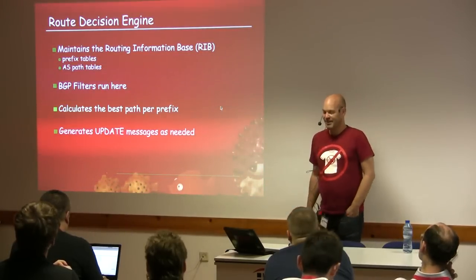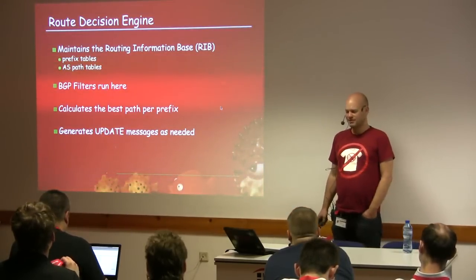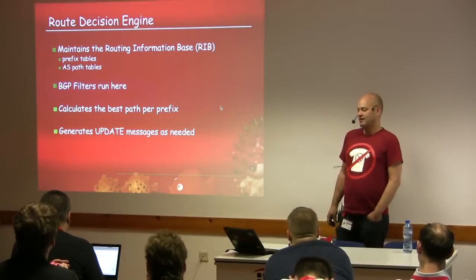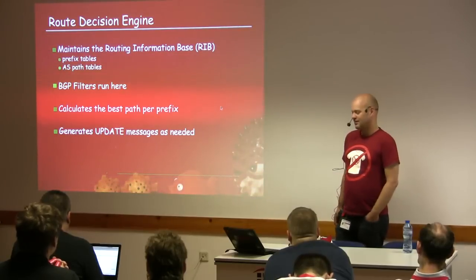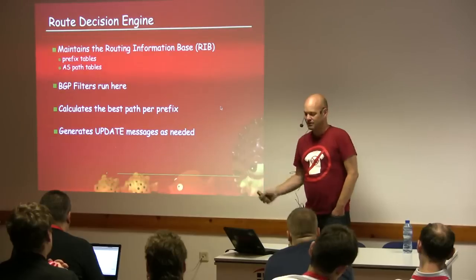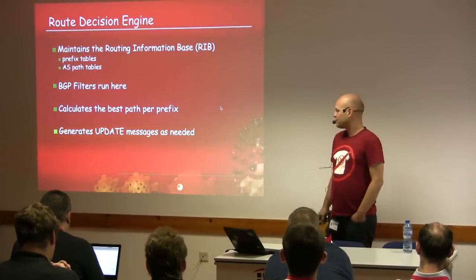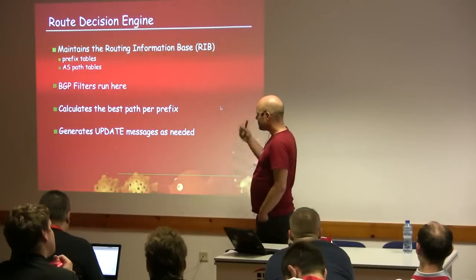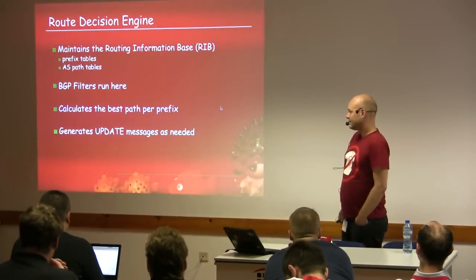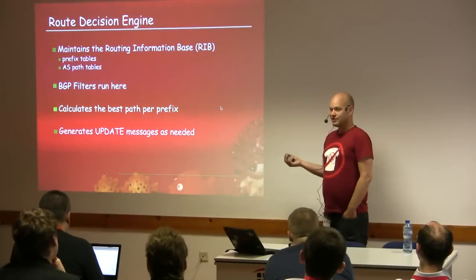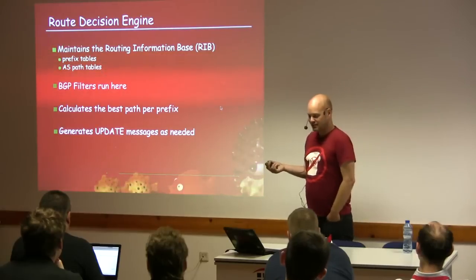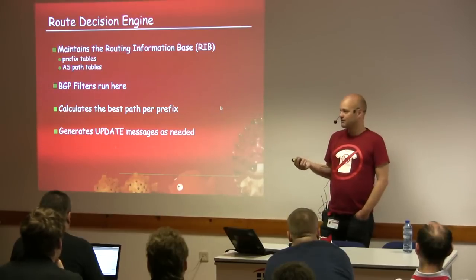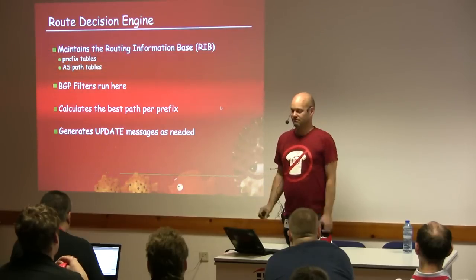The RDE is where most of the magic happens. That maintains the so-called routing information base. That's all the routes stored. It's implemented mostly as massively interlinked tables. The most important ones are the prefix tables. That's the networks, the routes, the IP prefixes, and of course the AS path tables. The filtering runs there because you don't want to accept everything a random peer sends you. It decides which of the paths it learns for a specific prefix is the best.